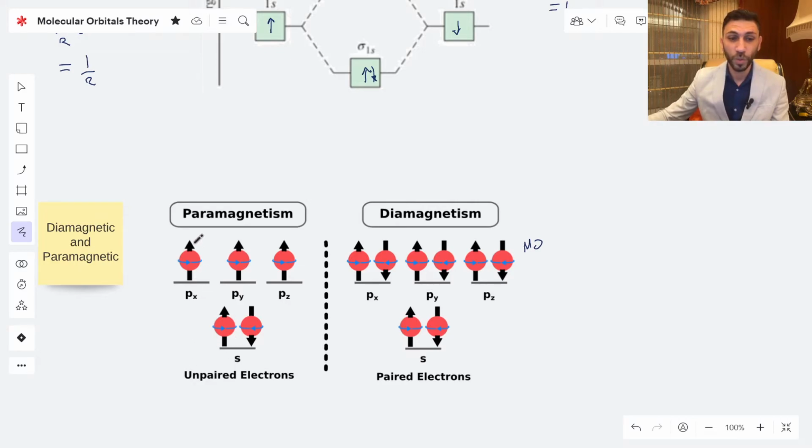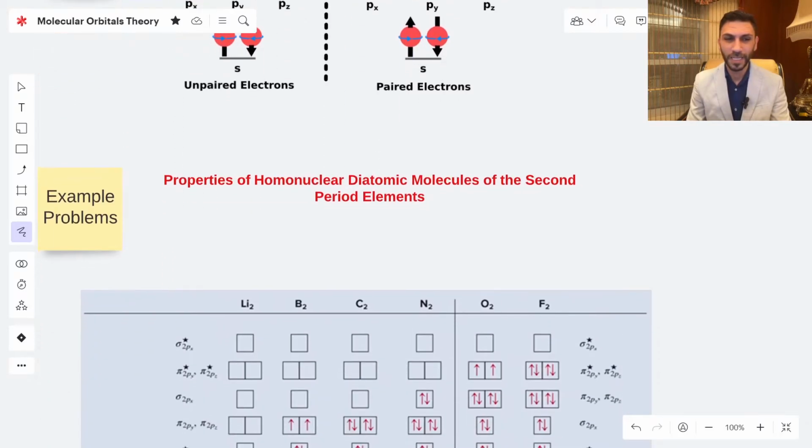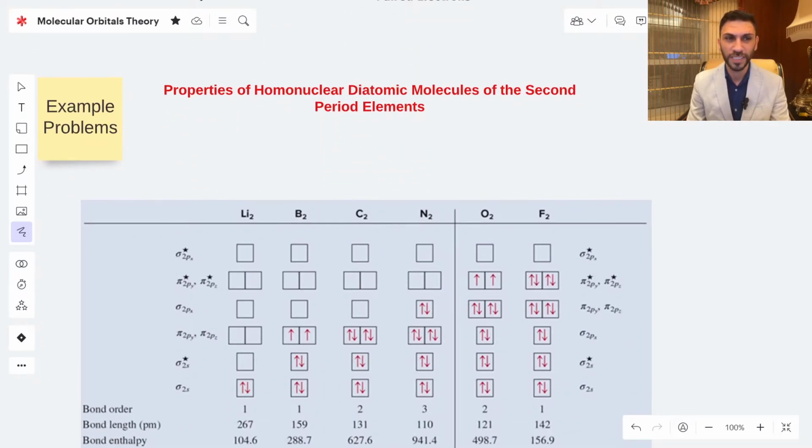Whereas when we have unpaired electrons, as you can see, single electrons, even if we have 2 here and only 1 here, that means it's going to be unpaired electrons, and we call it paramagnetic. It's a very important question in the exam. Let's check some examples to understand how the questions come in the exam.